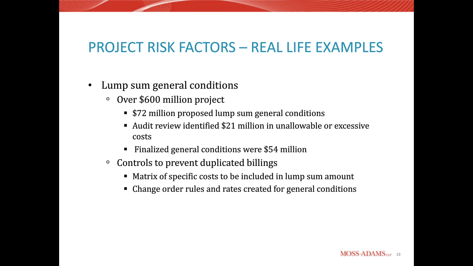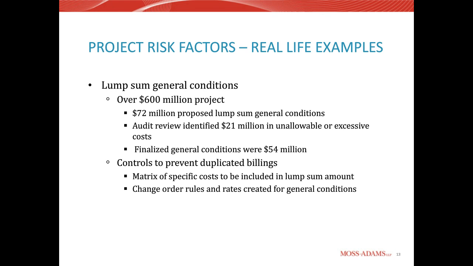I think the big dollars in that were some labor burden costs that were unallowable. A lot of it was in equipment. All of the equipment was in the general conditions, and there was a lot of excessive equipment cost in there. The controls that an owner should adopt if they're going to have lump sum general conditions is some type of matrix or schedule created to identify what costs are part of the lump sum and what costs are part of the direct costs.